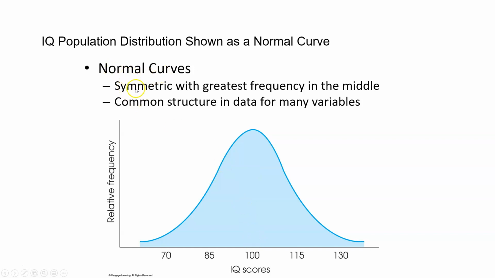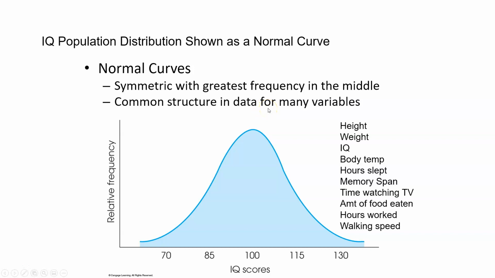The normal curves are symmetric with the greatest frequency in the middle. This is a common structure in data for many variables. Some examples include height, weight, IQ, body temperature, hours slept, memory span, time watching TV, the amount of food eaten, hours worked, or walking speed. All kinds of things will reflect this overall trend of shape of graph.